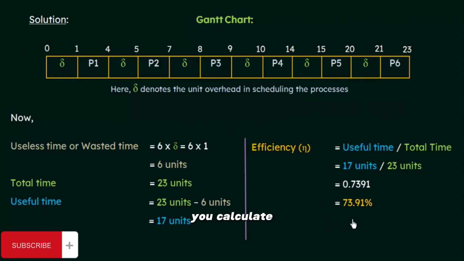So that is how you calculate the efficiency of a particular algorithm, depending upon the type of processes and depending upon the delays that are given.